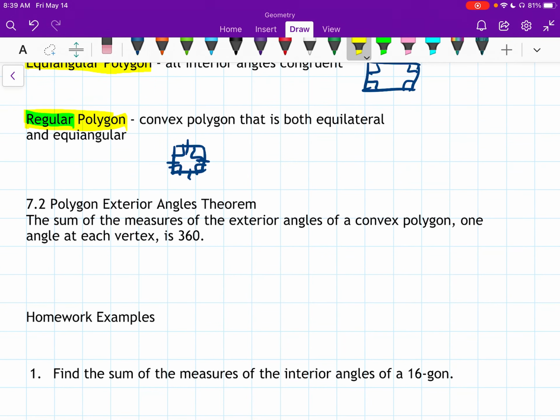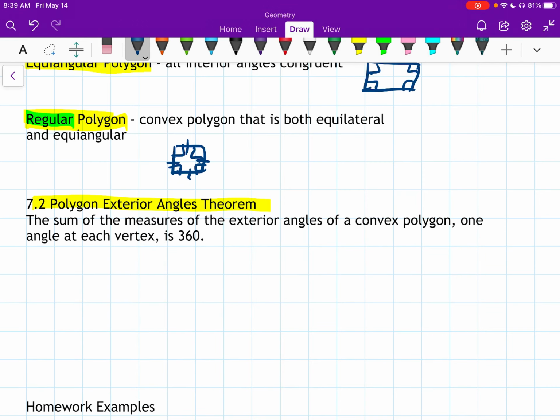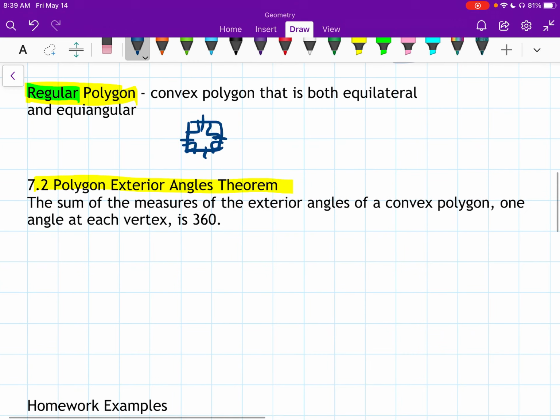7.2, the polygon exterior angles theorem. An exterior angle is an angle that's exterior, it's on the outside. So if I were to draw a shape, and this is probably not going to be super great, okay, that's okay. And you extended these sides out a little bit.